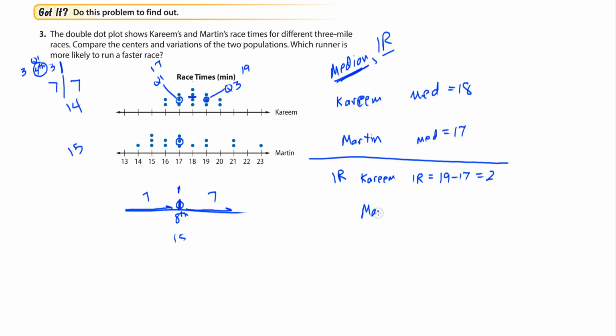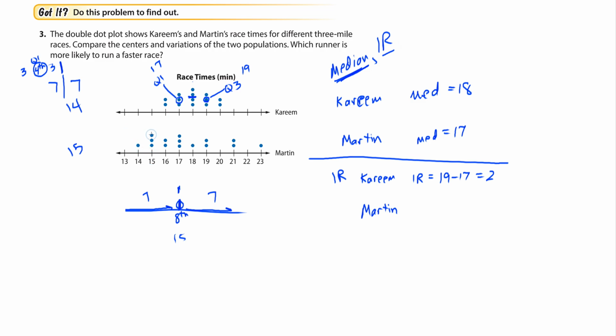For Martin, we got to figure it out here. I want to erase that. I kept clicking it and it didn't do it. So we have 15 numbers. So the 8th number was the median, so I erased that, but now I actually want to put it back.